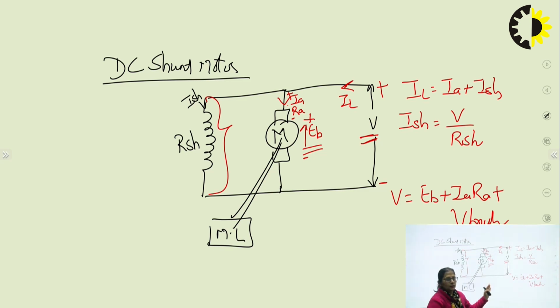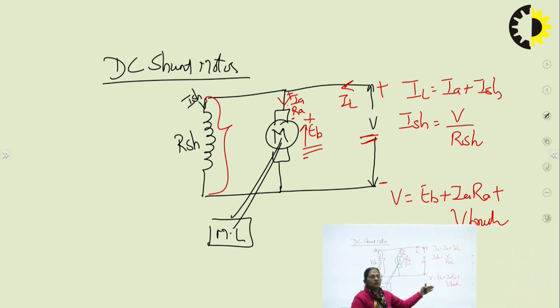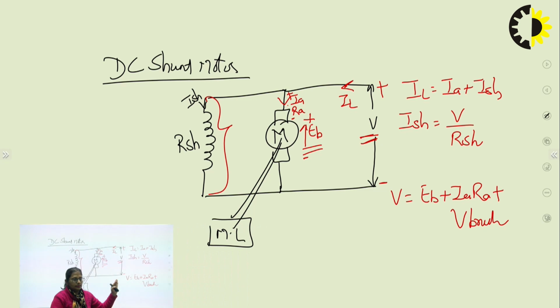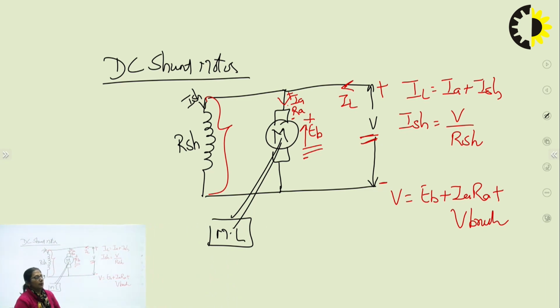So I'm taking that into account, but presently we are not taking into account the cross magnetization effect or the reactance drop. What we'll be getting is the back EMF, the armature resistance drop, which is IaRa, and the brush drop, which we represent as V brush. Now, if that is so, these are the current and voltage relations.